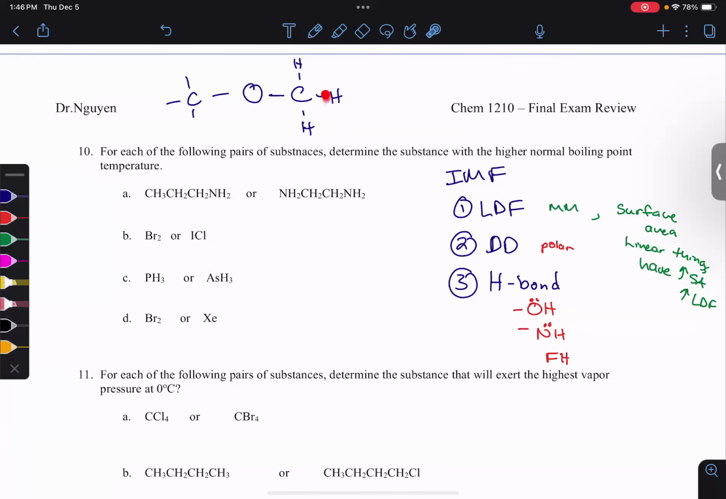A carbon. So this is actually a very non-polar carbon-hydrogen bond. This molecule would just be polar. It would have dipole-dipole. It would not be able to hydrogen bond. So yeah, for hydrogen bonding, what you're looking for are these specific groups: OH groups, NH groups, or HF.